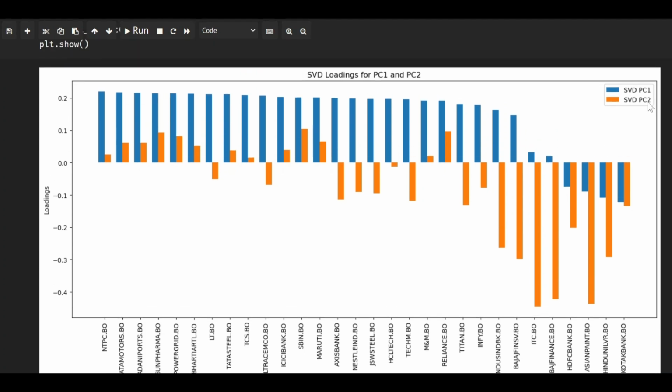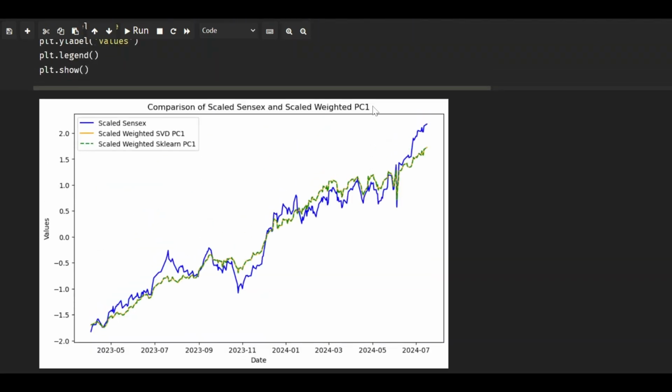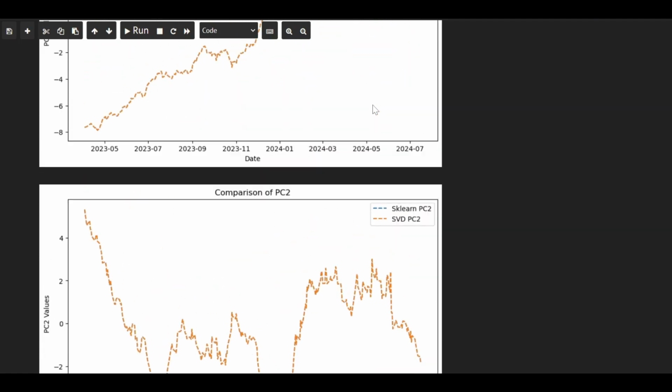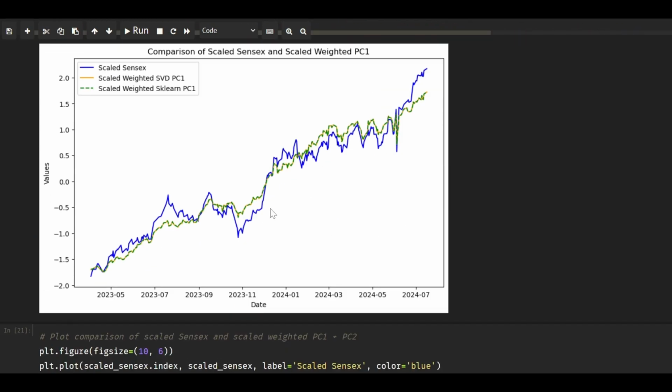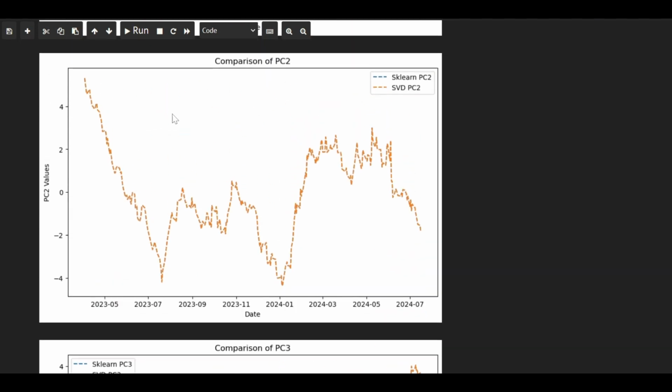Now let's talk about principal component 2. This principal component 2 explains only 12% of the variance of the data set, but it is still very important. We saw that principal component 1 was following the Sensex, which is the main market trend. This is principal component 1 and blue was Sensex. So principal component 1 was able to capture the main market trend, but principal components 2 and 3 are capturing some other variations or some other patterns in the data set.